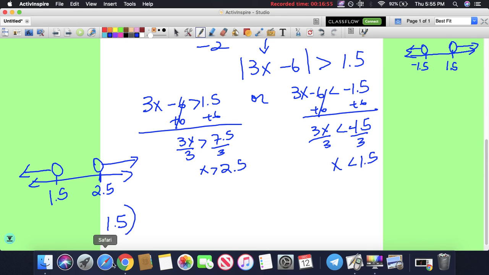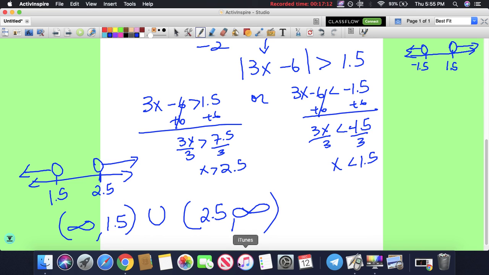And then to write this in interval notation, you're going to write negative infinity to 1.5, but we're not including 1.5. And it's going to go all the way to negative infinity on this side, not including infinity. And now the union of all those numbers with these numbers on this side, 2.5 not including, to the right, 2.5 going all the way to infinity. So that group of numbers plus this group of numbers will make that.